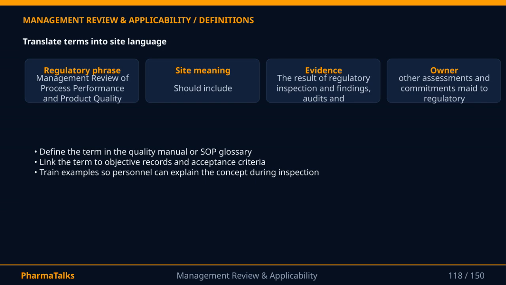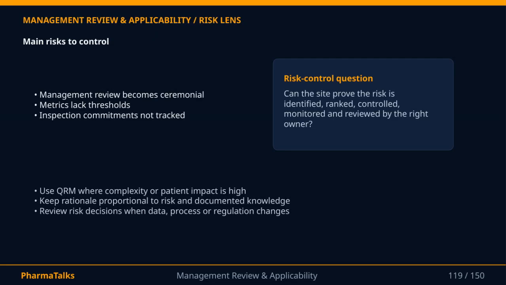Training is a critical part of this process. Personnel should be equipped with examples that help them explain these concepts clearly during inspection. Ultimately, this approach ensures that the ownership of this process is shared and responsibilities are well defined, enhancing compliance and continuous improvement. On this slide, we're focusing on the management review process and how it relates to controlling risk effectively.